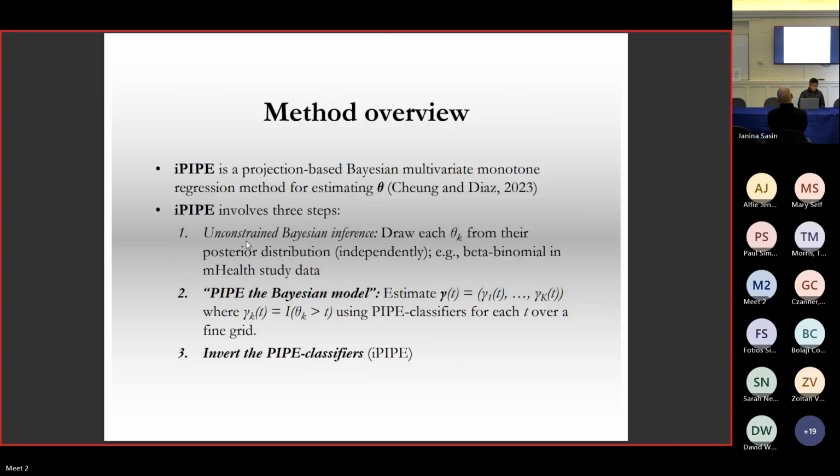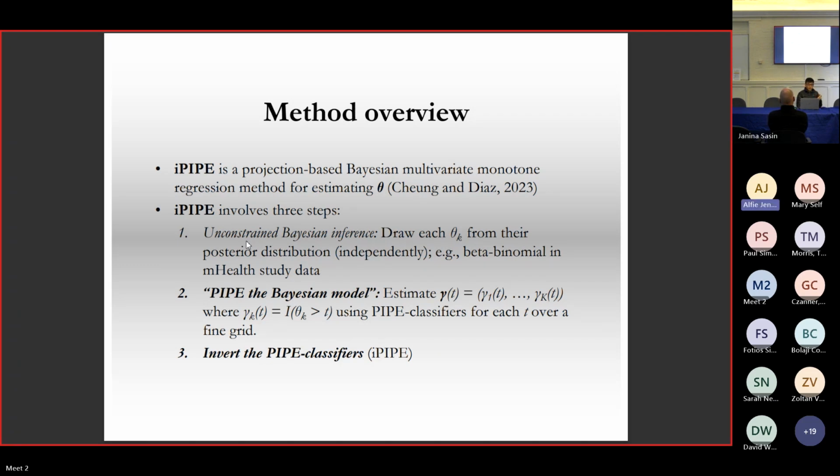So, IPIPE. IPIPE, as I mentioned at the beginning, is a Bayesian method. But what I want to highlight here is that this is a projection-based Bayesian method. If you think about a Bayesian method, it's in a way an optimization problem, right? You have either the posterior loss to minimize or posterior gain to maximize. So in some way, that serves as a good metric for distance. And we could create some sort of projection which is based on the posterior gain.